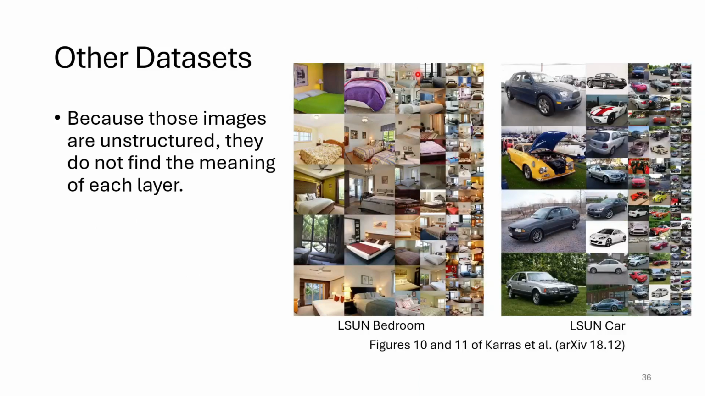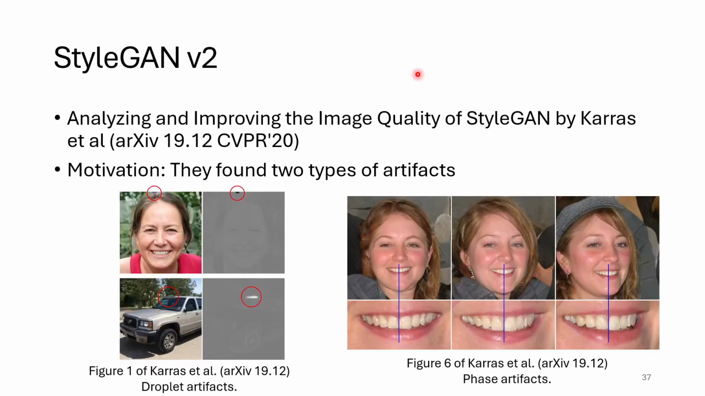But does it happen for other datasets? No, only for the face dataset. For other datasets, they didn't find such properties. Because human faces are highly structured, it is easier for the network to model. But for other datasets, like bedrooms and cars, they don't share similar structures, so they cannot find the property in StyleGAN.